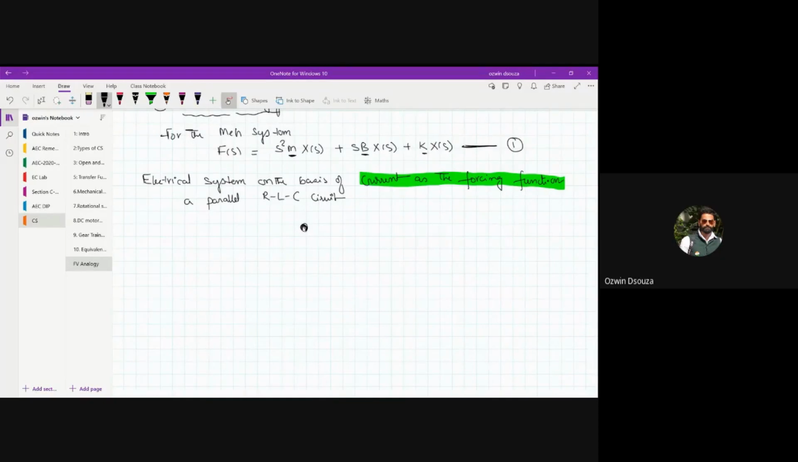So let us assume that the node voltage is V of t. In case of parallel RLC circuit, all the elements are connected between node V of t and ground, right? Let's say this is the resistive element, and this is the inductive element, and this is the capacitive element. This is C, this is R, and this is L, and this is the current.